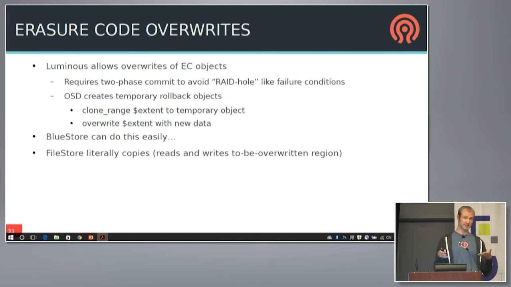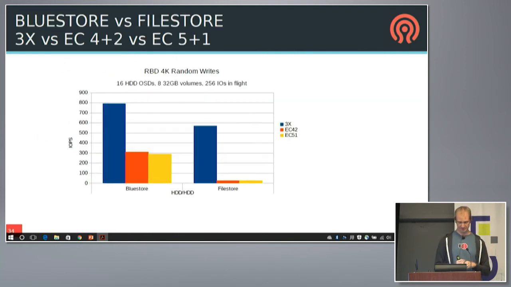When we implemented this, the OSD basically clones the regions that we're about to overwrite into a temporary rollback object, so that if we somehow fail to proceed, we can always roll back. In BlueStore, it's all copy and write internally, so you can do this very easily and naturally. But with FILESTORE, POSIX doesn't give us these copy and write semantics. It literally has to read the data and write it to a temporary file and then overwrite the data to commit it. And so the performance is predictably terrible.